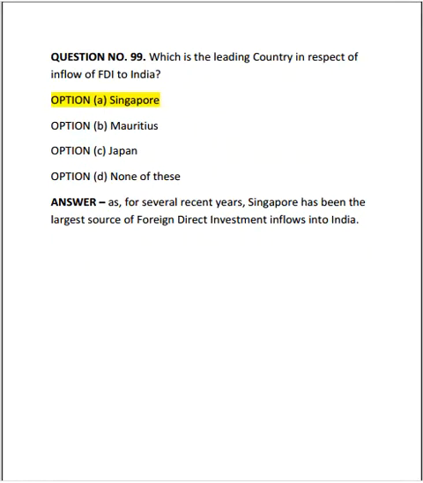Question no. 99. Which is the leading country in respect of inflow of FDI to India? Option A. Singapore. Option B. Mauritius. Option C. Japan. Option D. None of these. Answer: A. For several recent years, Singapore has been the largest source of foreign direct investment inflows into India.